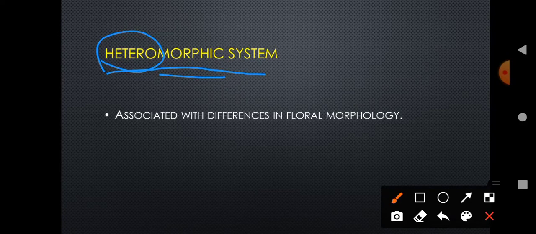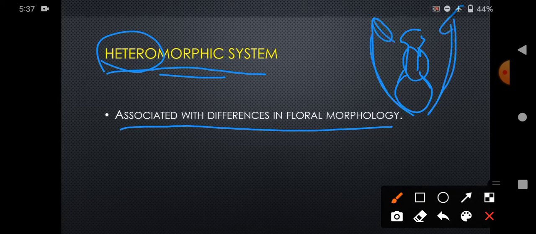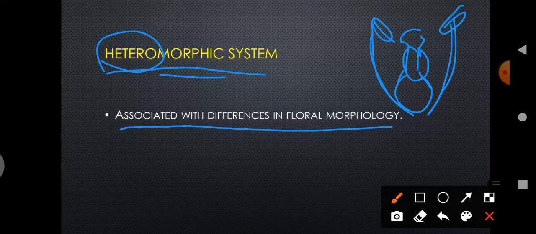So the heteromorphic system is always associated with differences in the morphology of a plant. It is associated with differences in floral morphology. Morphology here basically includes the length of styles and stamens. So what is style and stamen? This is very easy, you know. Here this is the carpel in a flower, right? This part is the style, and these are the stamens.